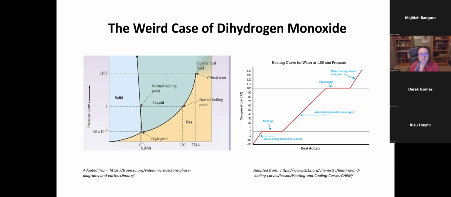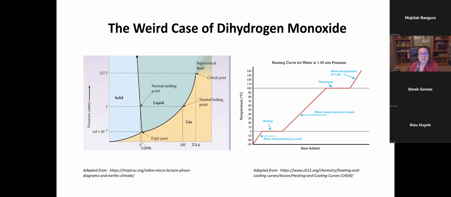So if you look on the left there, you might not notice how it looks weird, right? It looks kind of the same, right? It has a solid, gas, and liquid region in the middle. That doesn't look very different. But what is different about it is the line between the solid and the liquid.